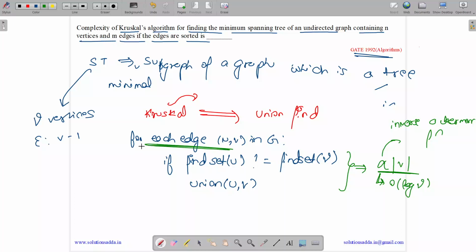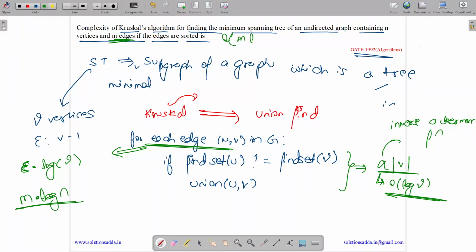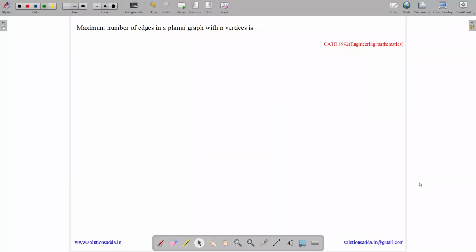So for each edge we are doing this. What's the complexity for each edge? We are doing log v. So what's the notation for E? It's the number of edges. So here we have m edges, and the number of vertices is n. So the answer is order of m log n, which is basically finding the union find for all the edges of the graph. This question belongs to the engineering mathematics subject and was asked in GATE CSE 1992.